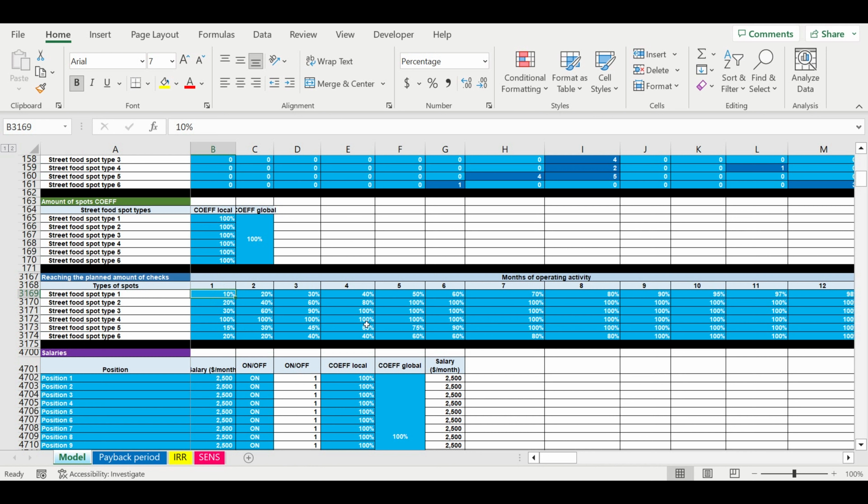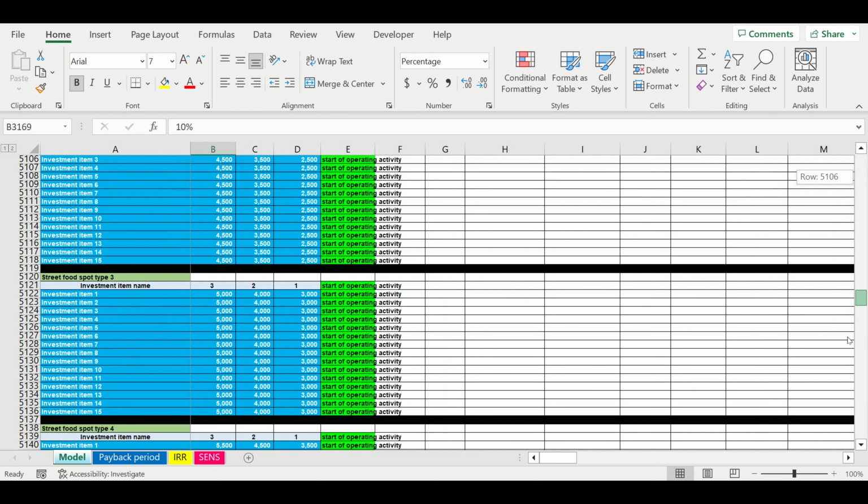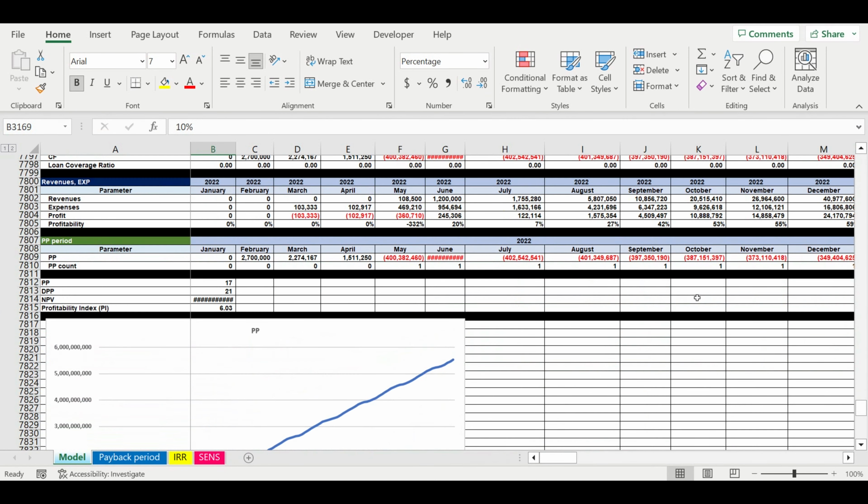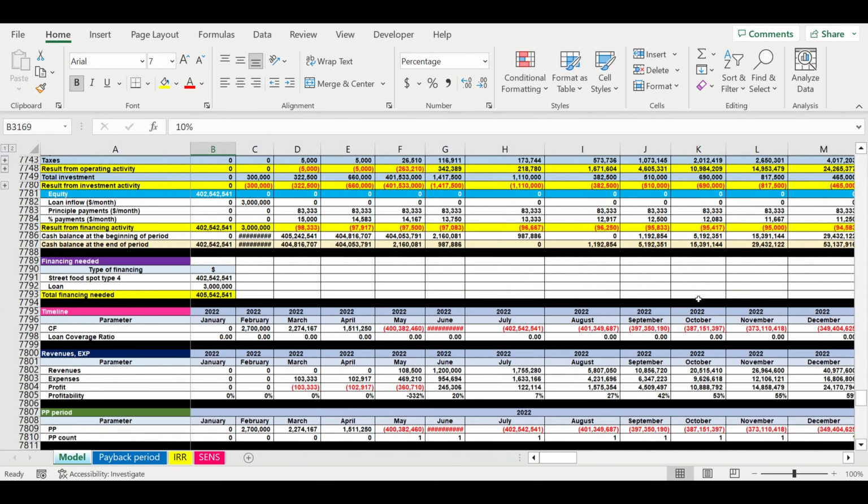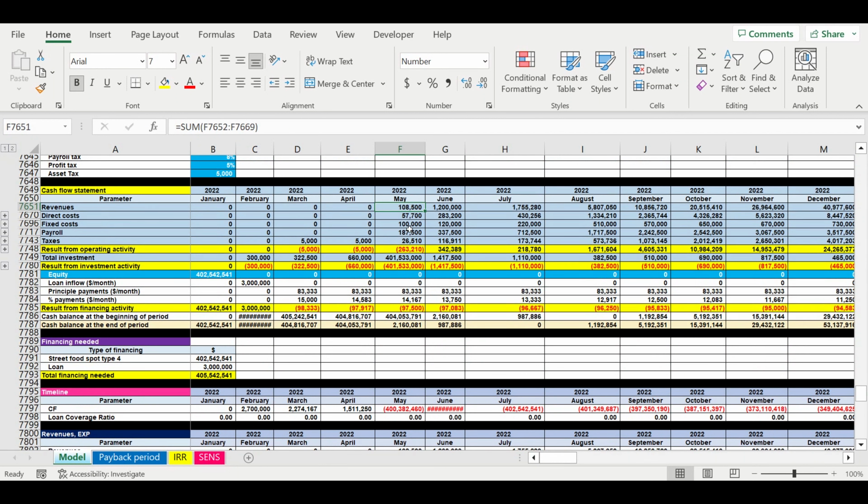And if we go, let me just jump to the cash flow statement. So we can see, for example, this number. So we do have the revenues, but we have losses. So our expenses during the first month of operating activity are bigger than our revenues, and we get the operating losses. And we have to add these losses to these investments into the chain to get the total financing needed to start this business.